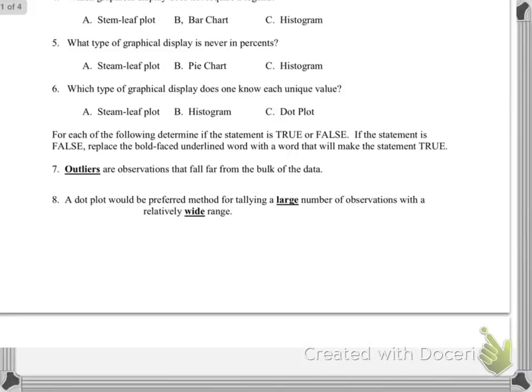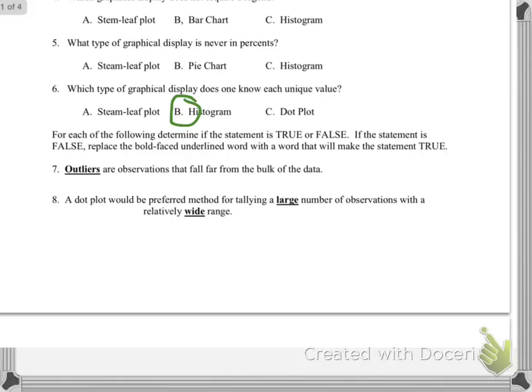Okay, so the next page, number 6, which type of graphical display do you not know the individual value? Okay, so it preserves the individual value. And so we know exactly what a value is for a stem leaf and a dot plot. Do you see that? But we don't know it for a histogram.